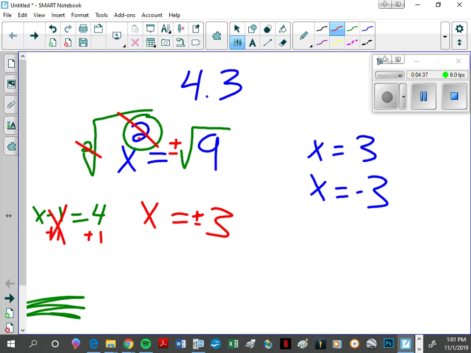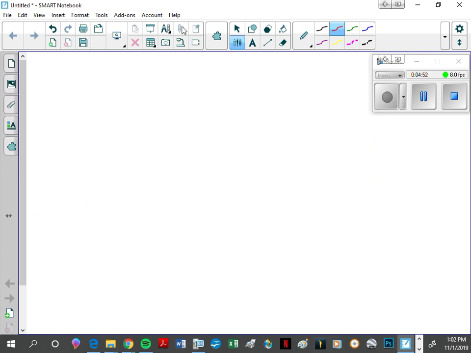So when we undo squareds using the square root method, we always end up with two answers, a positive version and a negative version. Okay?